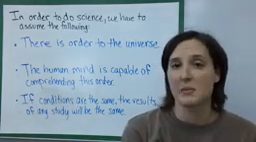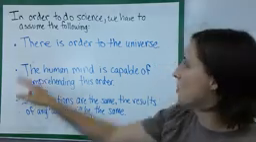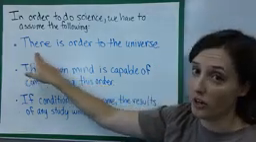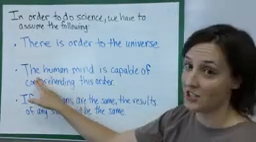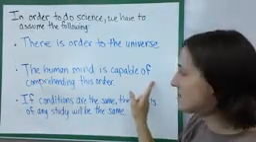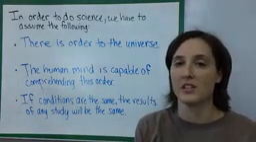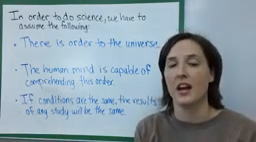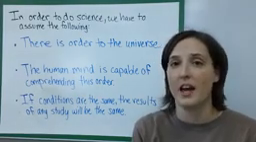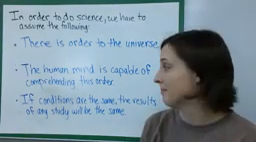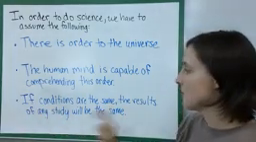Now, in order to do science, we have to make a couple of assumptions. If we don't make these assumptions, we can't do science. So we have to assume that there is order to the universe. If there's order to the universe, logically, the human mind is capable, or should be capable, of comprehending this order. Okay, so if we can assume that yes, there is an order to the universe and everything is set up in a certain way, hopefully as human beings we should be able to explore and then thoroughly understand that order.